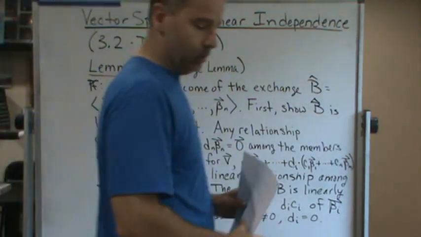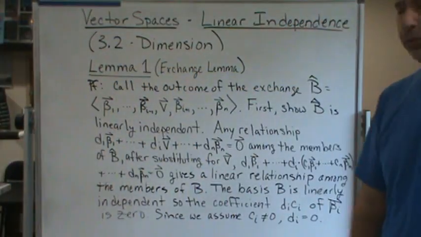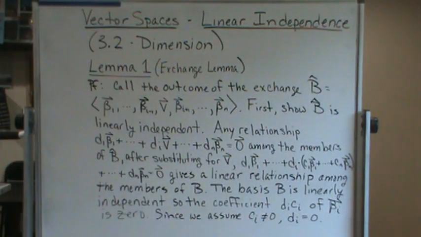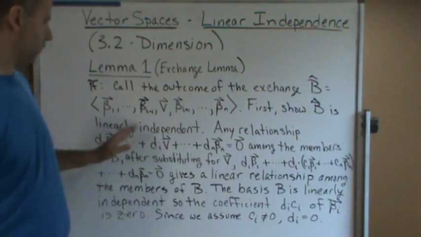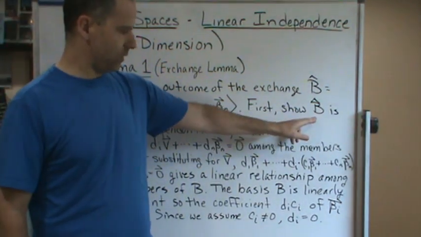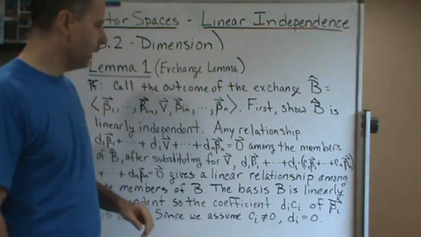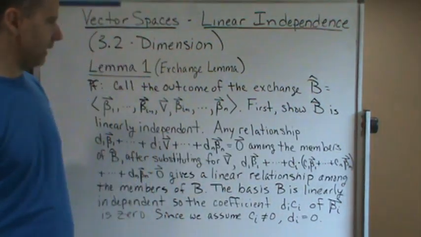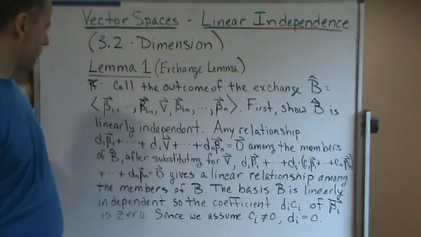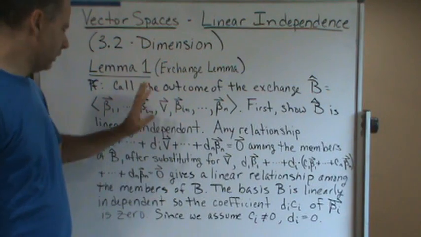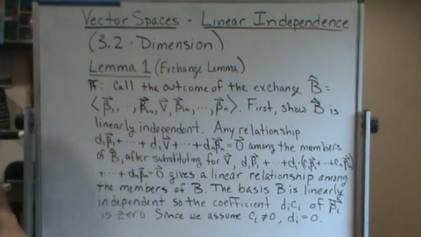All right, so let's go through the first part of the proof for the exchange lemma. Remember, we have to show two things. We have to show that b hat is linearly independent, and we also have to show that the span of b hat is the same as the span of b, the basis b. Okay, so let's go through the first part, which is on linear independence.